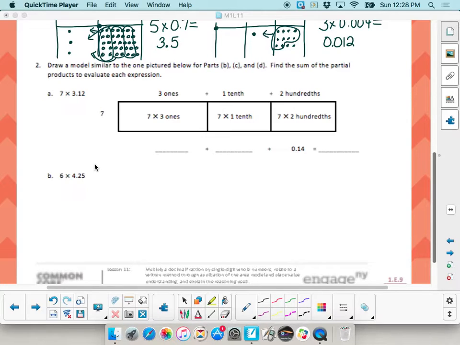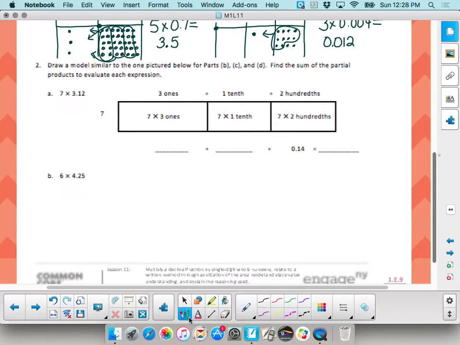And so they broke apart 3 and 1200ths into 3 ones, 1/10, and 200ths. Then multiplied. So we're at the point where we need to multiply to figure out what products to add together. 7 times 3 equals 21 ones. 7 times 1/10 equals 7/10. And 7 times 200ths equals 1400ths. They did that for us.